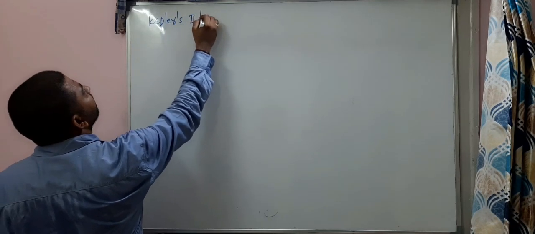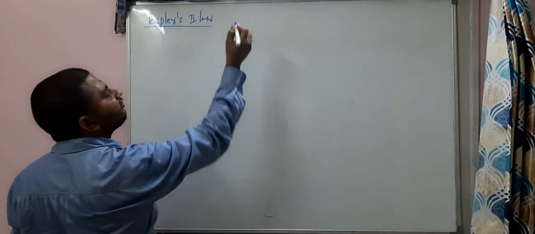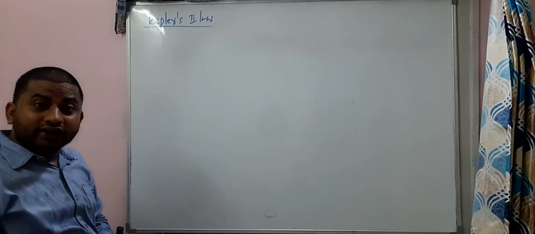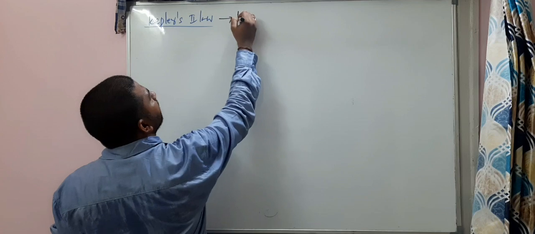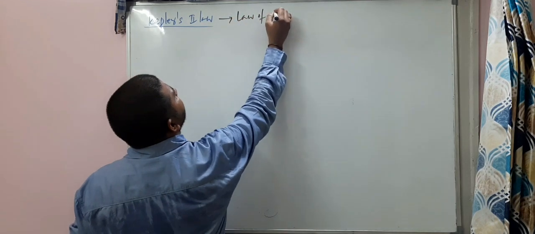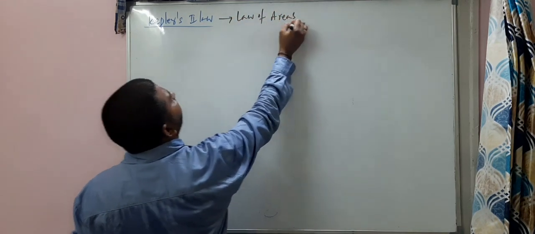Kepler's second law of planetary motion. This Kepler's second law of planetary motion is also called the law of areas, my dear students. Law of areas.